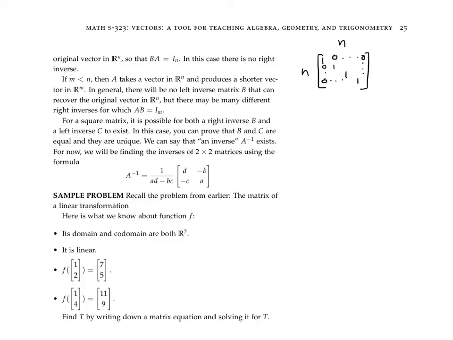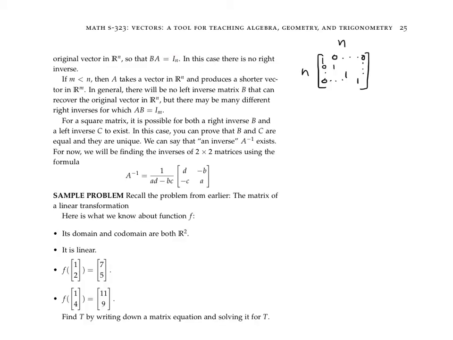So if M is less than N, then A is going to take a vector in Rn. It produces a shorter vector in Rm. And in general, there is no left inverse matrix B that can recover the original vector in Rn, but there may be many different right inverses, and so A times B, this right inverse, will give you the M by M identity matrix.